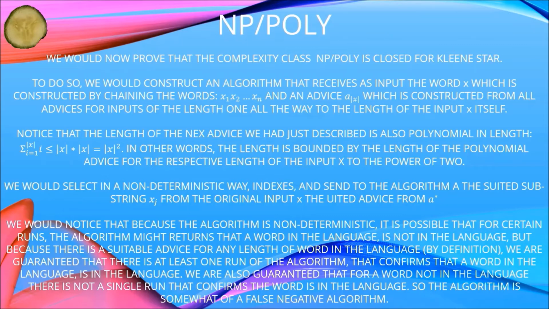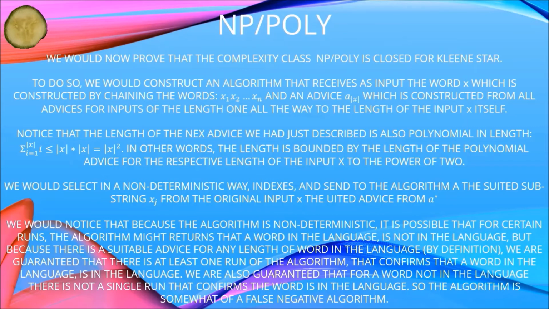Notice that the length of the advice we just described is also polynomial in length. In other words, the length is bounded by the length of the polynomial advice for the respective length of the input x to the power of 2. We will select in a non-deterministic way indexes and send the algorithm A the suited substring xj of the original input x, and the suited advice from a Kleene star.